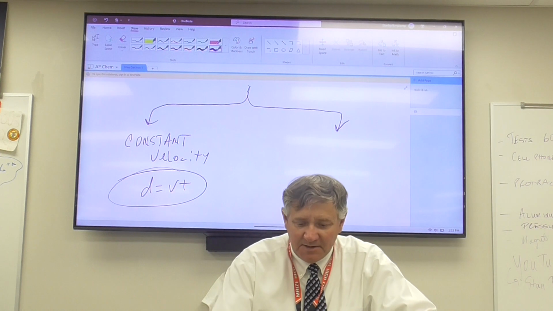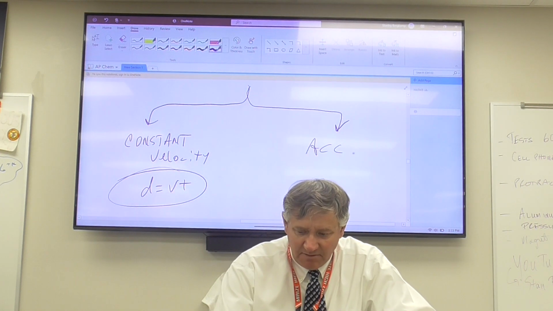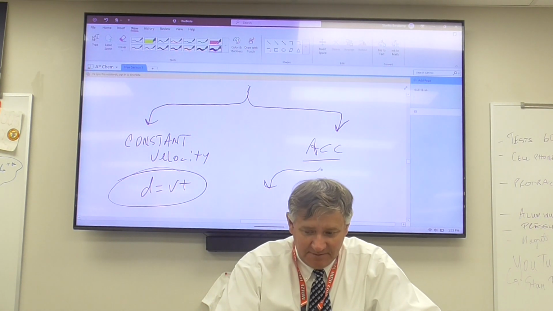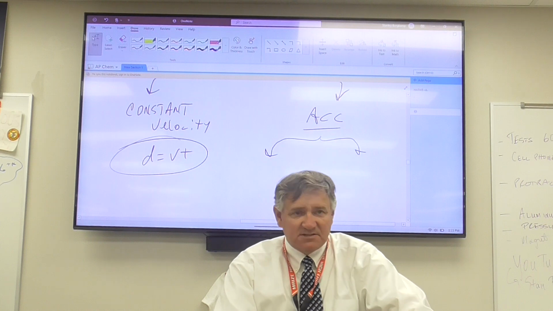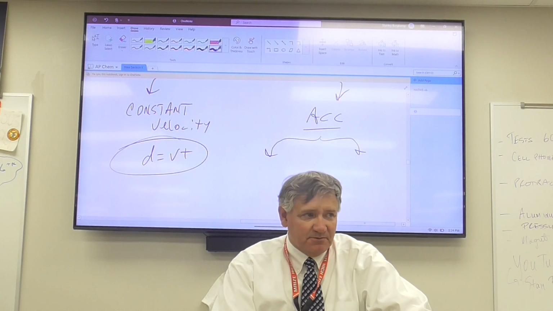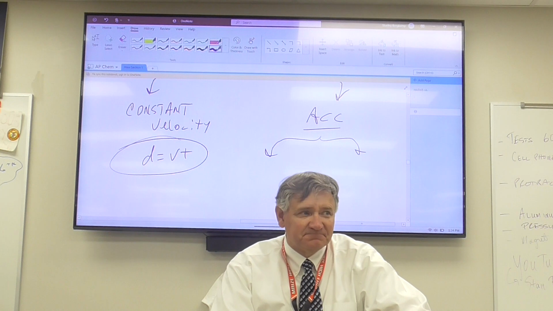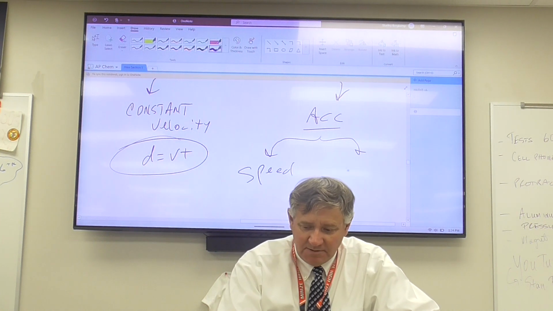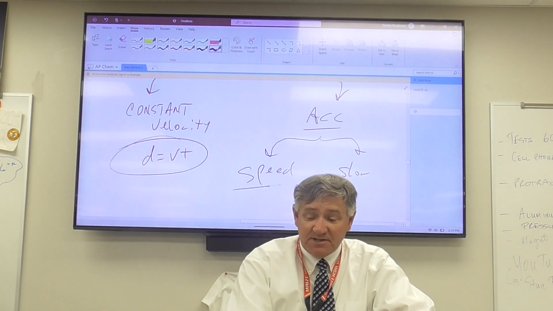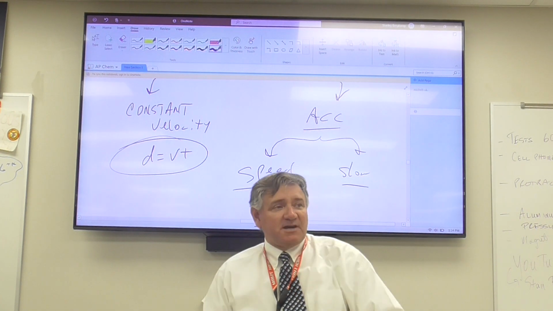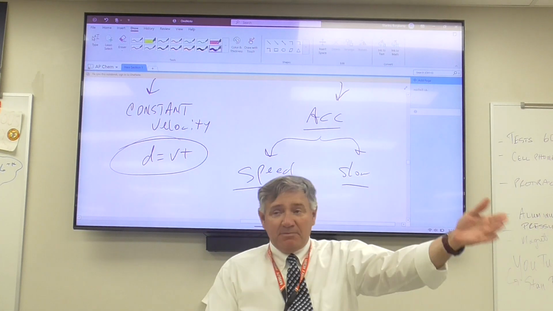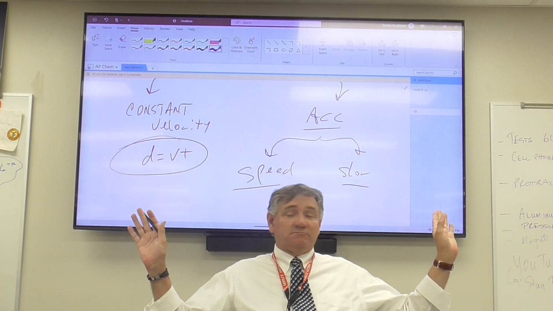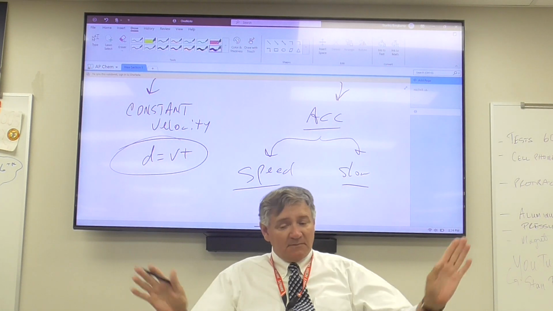Now, the other option is that you have accelerated motion. And accelerated motion, that's a two-trick pony. What are the two tricks on accelerated motion? What are the two things I can make something do? Connor S.: Speed up or slow down. Speed up or slow down. That's it. Every acceleration problem that I write, that's the decision I have to make. Do I want Connor to speed up? Do I want Connor to slow down? Only two tricks in town. That's it. Nothing else.